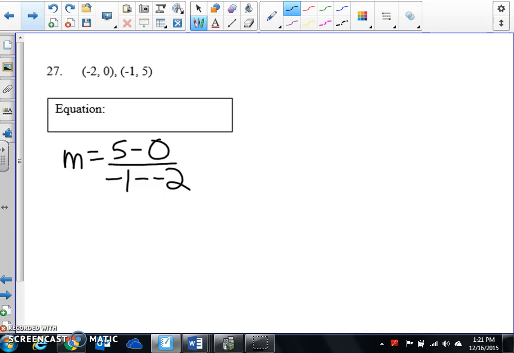Oh, yeah, that looks way better. Okay, so 5 minus 0 is 5. That becomes a positive. -1 plus 2 is 1. 5 divided by 1 is 5. Okay, so my slope is 5.